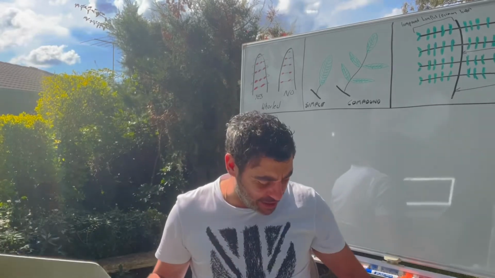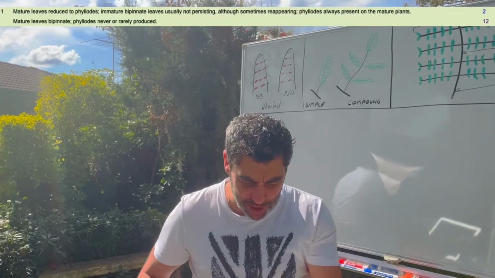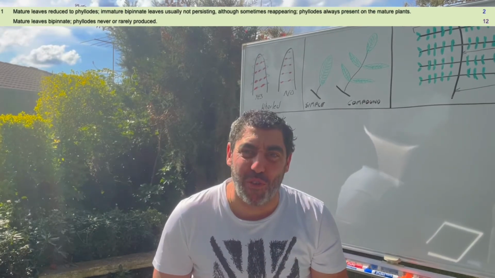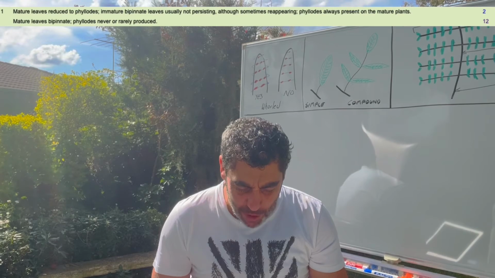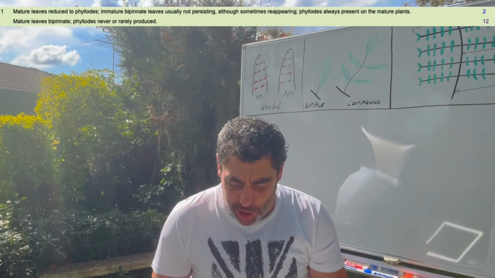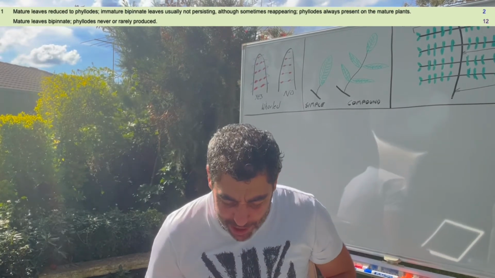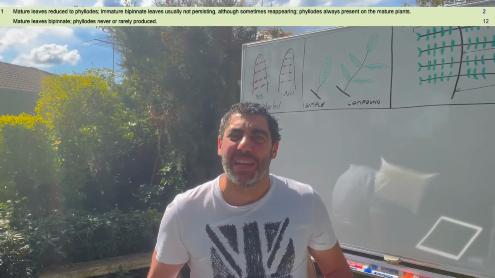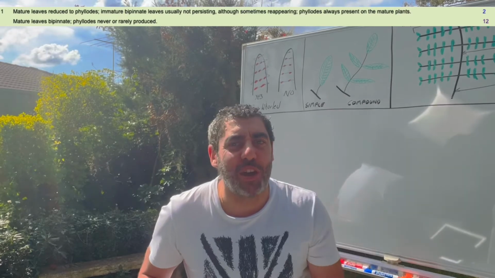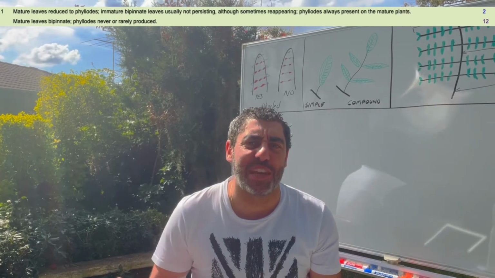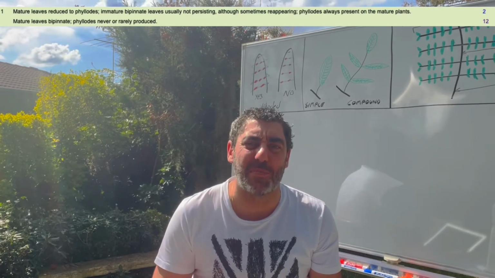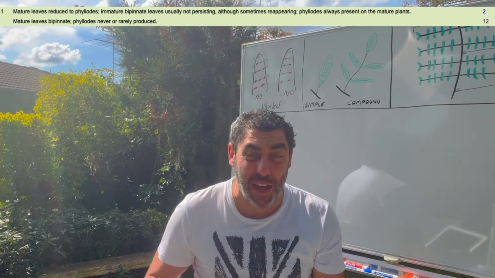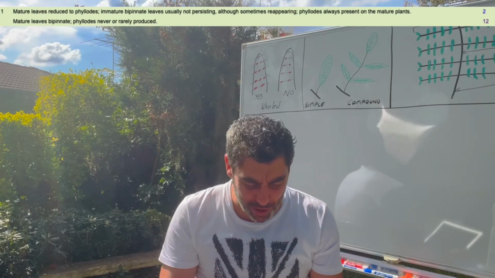For the final run home, there are a few questions in this one, not as straightforward as a genus. Okay, first one: mature leaves are reduced to phyllodes, immature bipinnate leaves usually not persisting, although sometimes reappearing. Phyllodes are always present on mature plants. If you're familiar with wattles, we're talking Acacia, we're already in that genus. You may know some of these types of wattles that this particular question is referring to. I have some on the property a bit below, but not what we're talking about today.